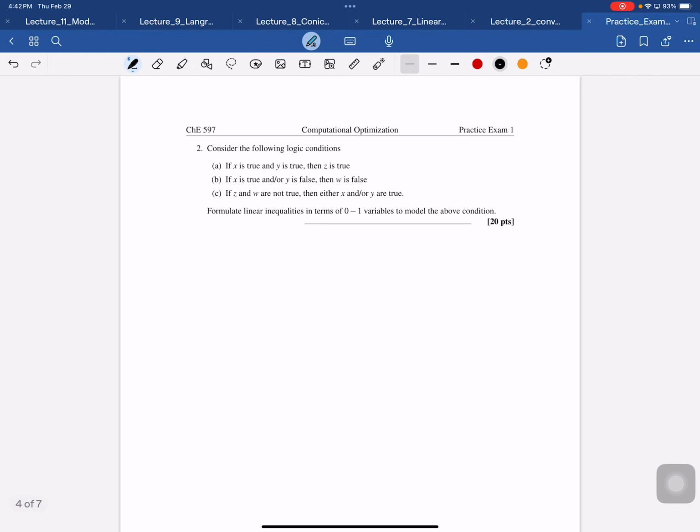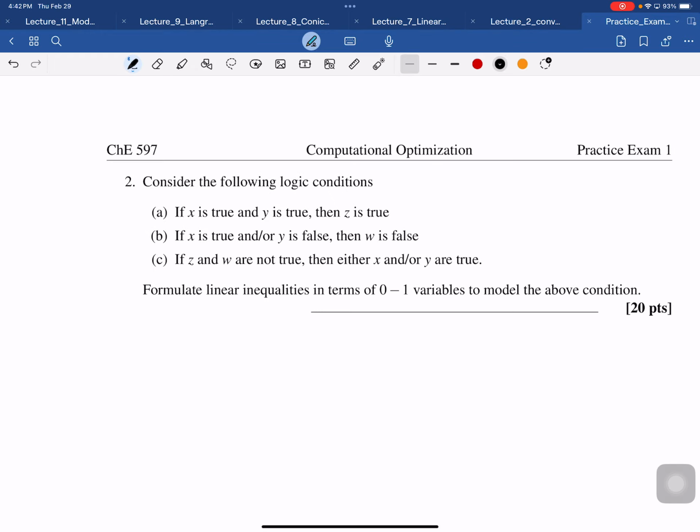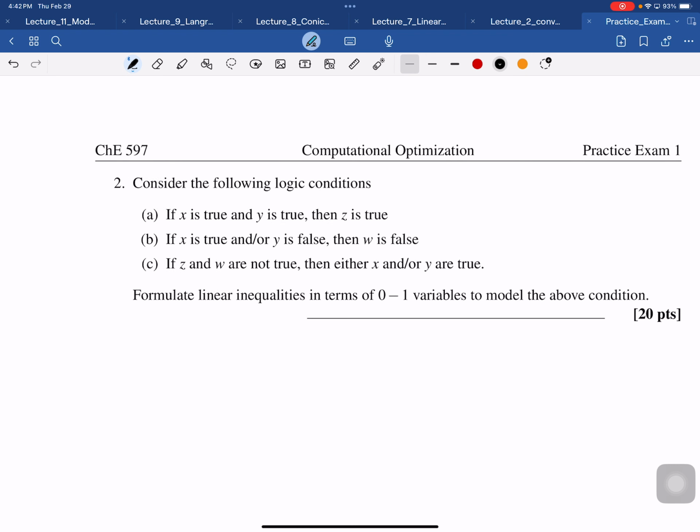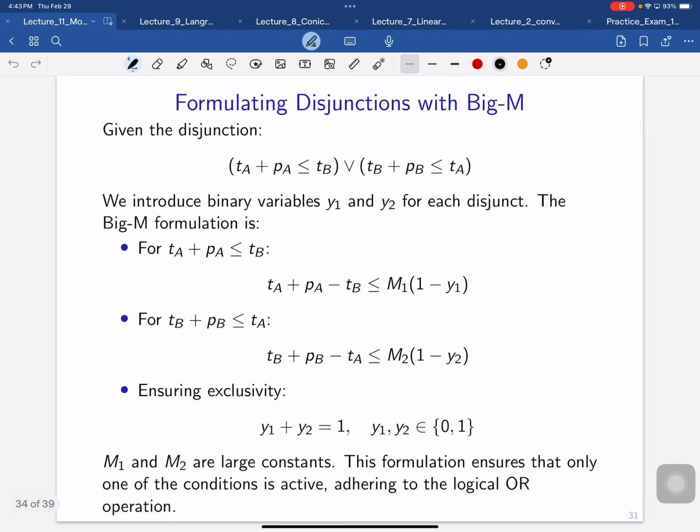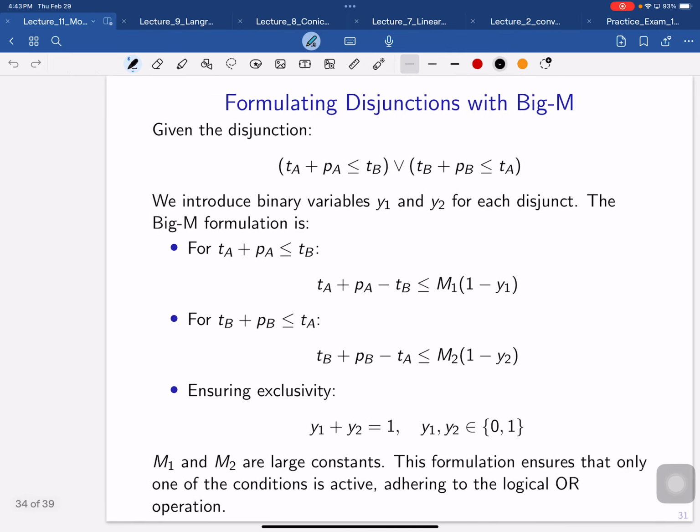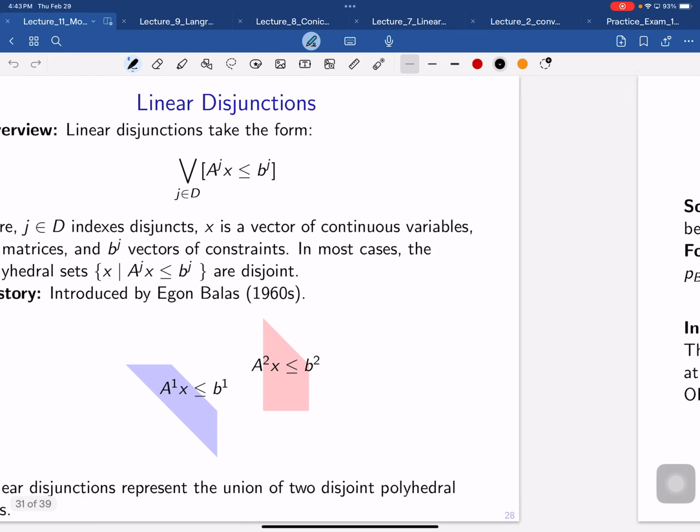So let's talk about the second problem here. It's related to propositional logic, right? Let's go back to, let me see if I have it here. Here, right? So this is the disjunction part.